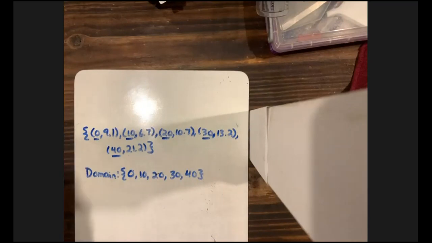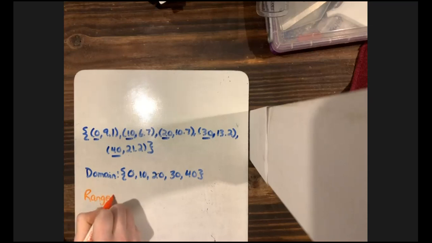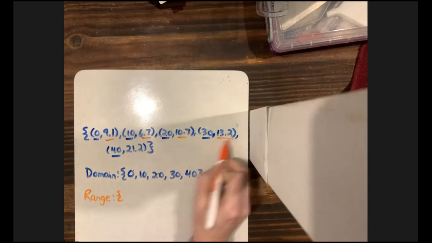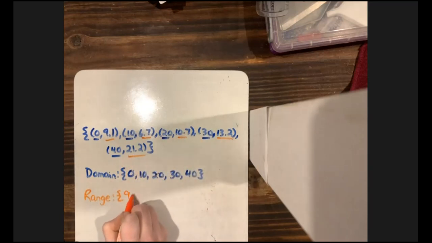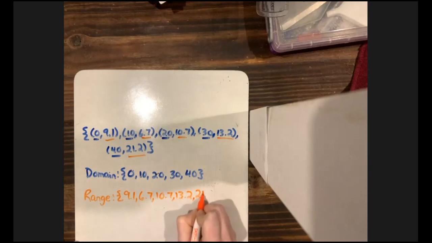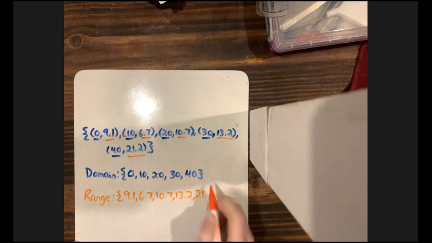Now, if we're going to talk about the range, again, individual points, we're going to pull all of these second values back here. So I've got 9.1, 6.7, 10.7, 13.2, and 21.2. And no, I did not put them in order from least to greatest. Some do require that. For this one, I just wrote down what they are.